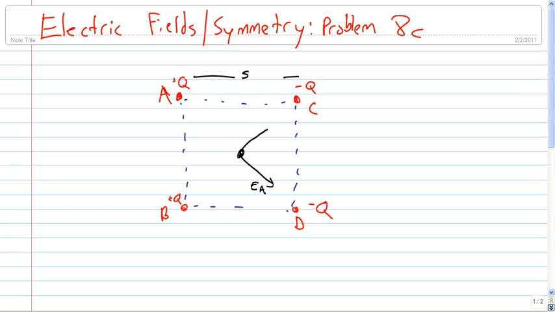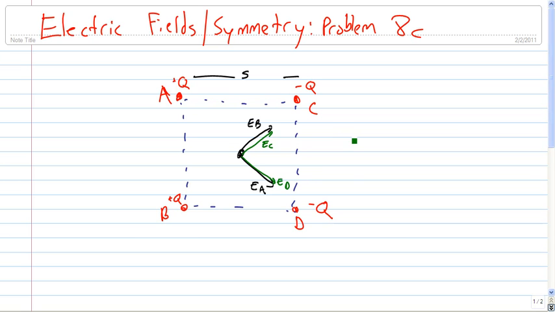EB points this way. EC, I'm going to use a different color just so they don't overlap, because EC is going to also point this way. Just remember, if I put a positive test charge, which way would it push? And ED points this way.